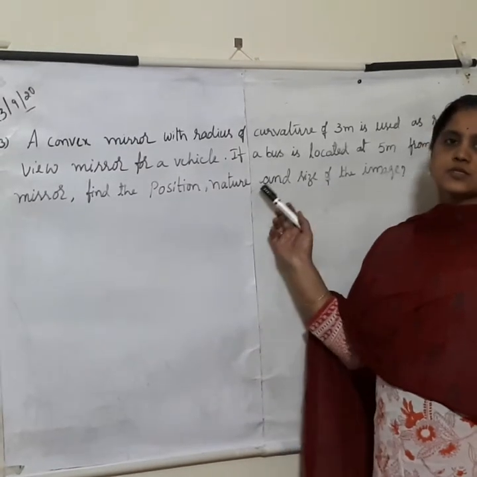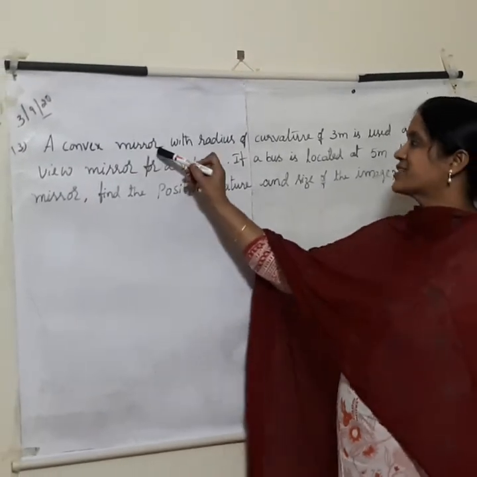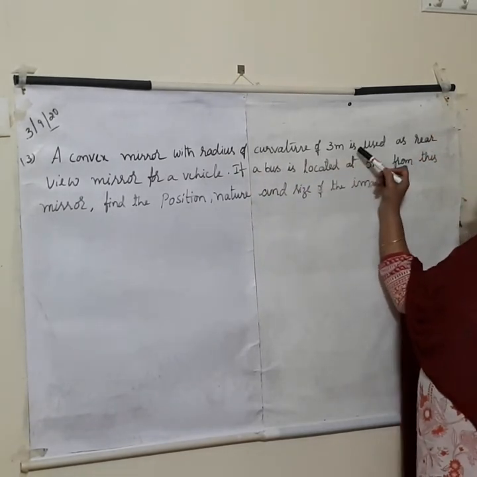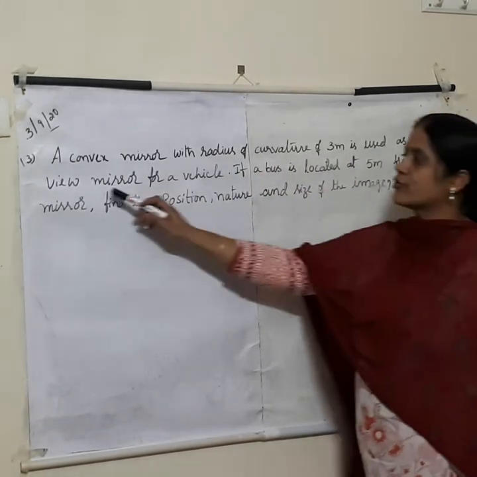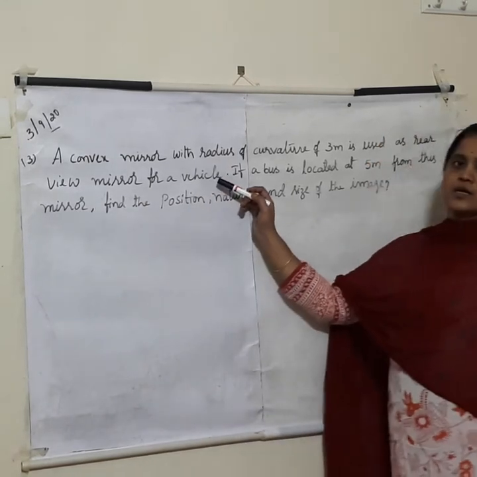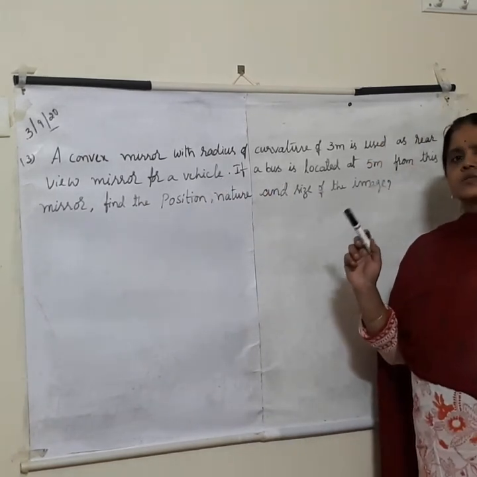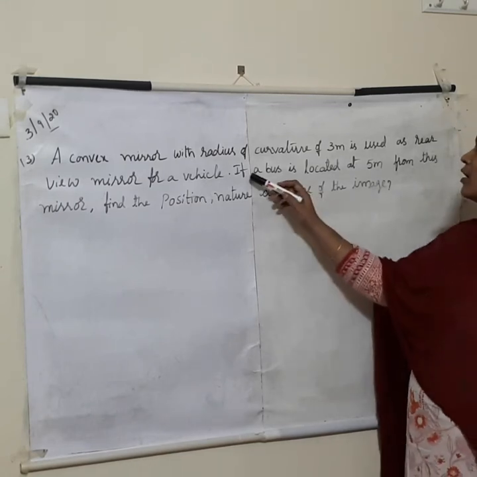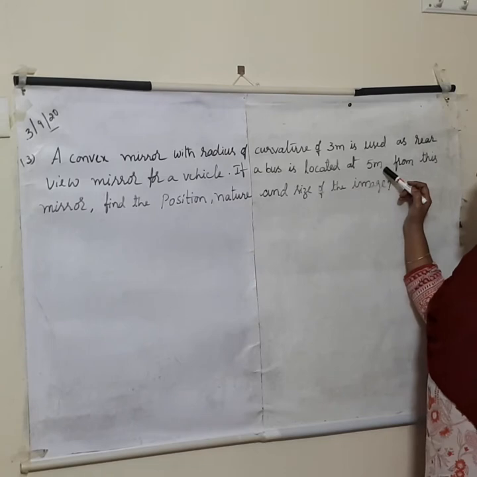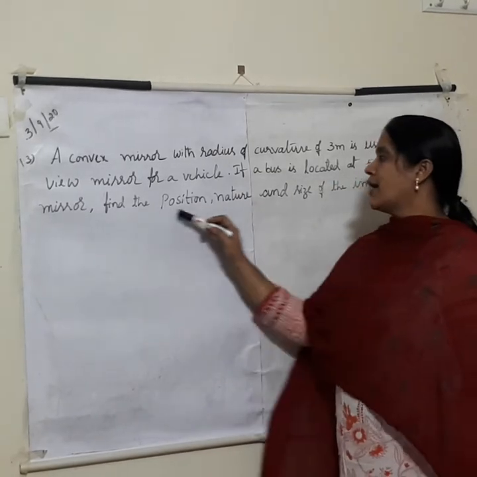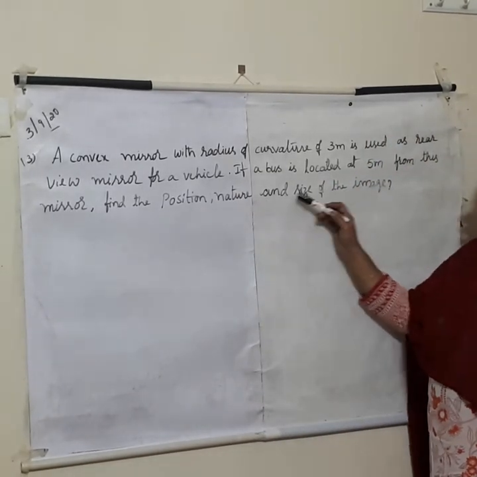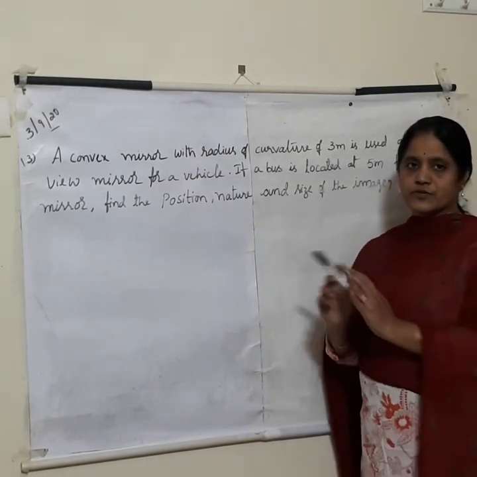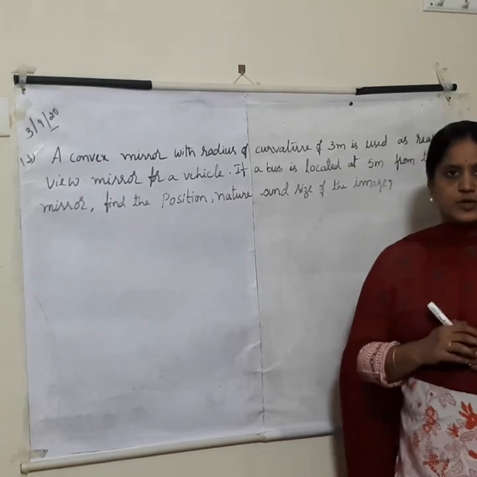And the third problem, this is the last problem. A convex mirror with radius of curvature of 3 meters is used as a rear view mirror for a vehicle. So always, what we use for vehicles as a rear view mirror is a convex mirror. If a bus is located at 5 meters from this mirror, find the position, nature and the size of the image. I said you now, when a problem is given, first you find out what type of mirror is given.